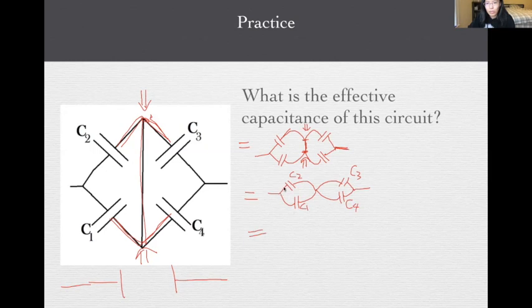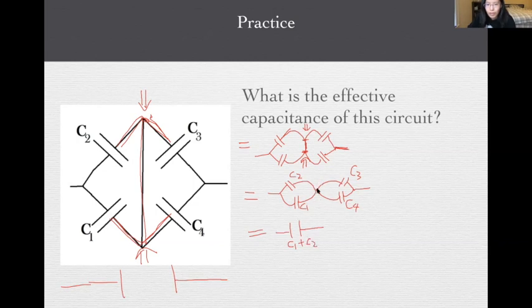Because C1 and C2 share the same toe and they share the same head. It's connected by wire and there's nothing between them. So the potential is the same between the heads of C1 and C2 and the same potential between the toes of C1 and C2. So now I can replace C1 and C2 with an effective capacitance. Since it's parallel, this capacitance will be C1 plus C2.